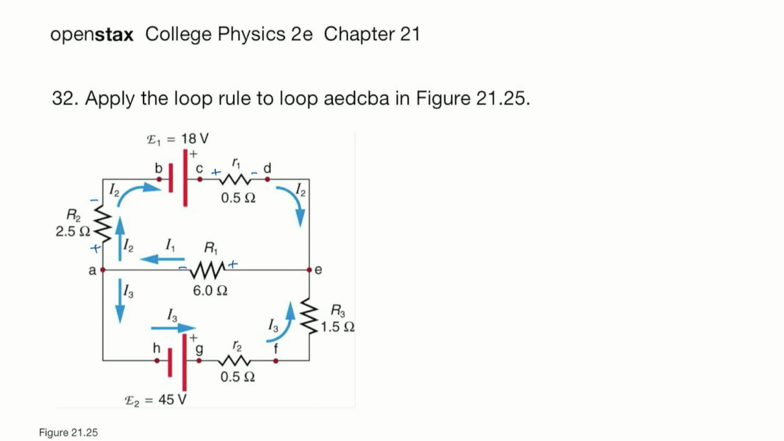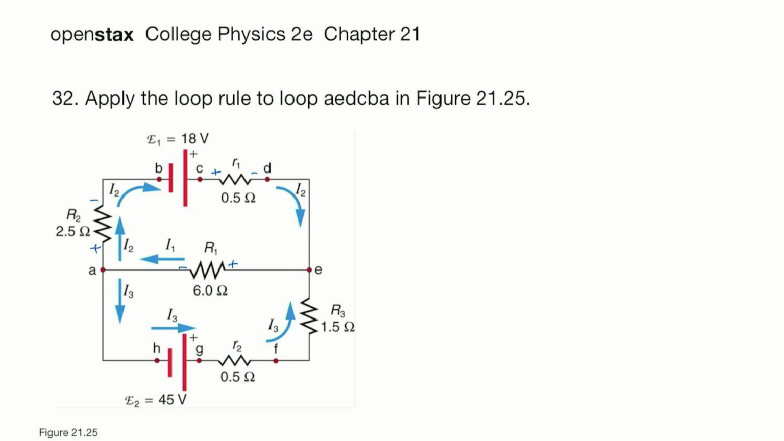Okay, we've got 3 resistors and 1 battery. So when we apply the loop rule, we will have 4 terms. Okay, so we will go through and find all the potential differences, add them up. When we get back to the start, we'll set that equal to 0.